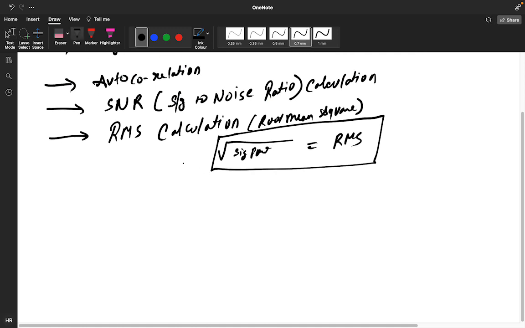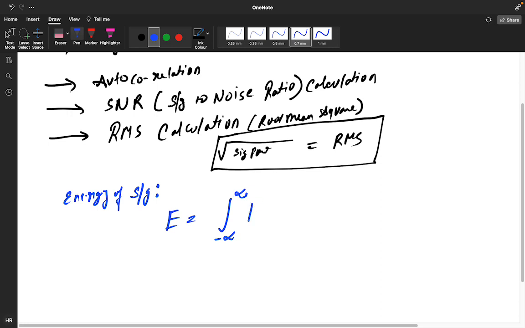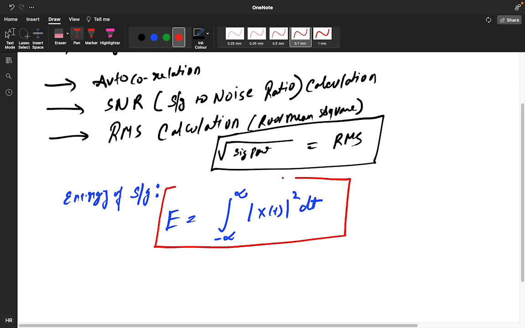First write the formula for finding the energy of any signal. So how we are finding the energy of a signal? E is equal to integration from minus infinity to infinity of mod of x of t, the whole square, into dt. So it will give you the energy of any signal.